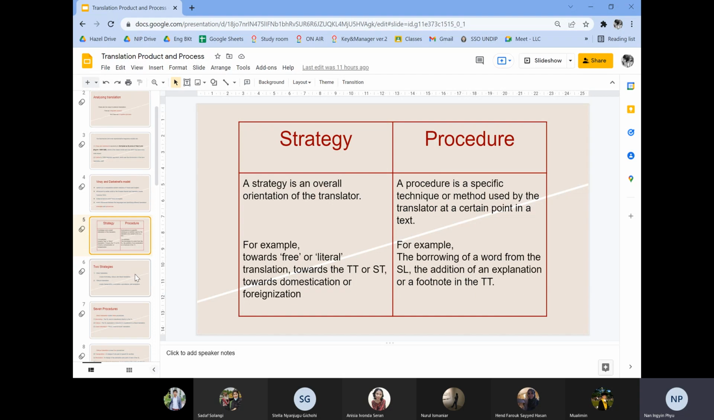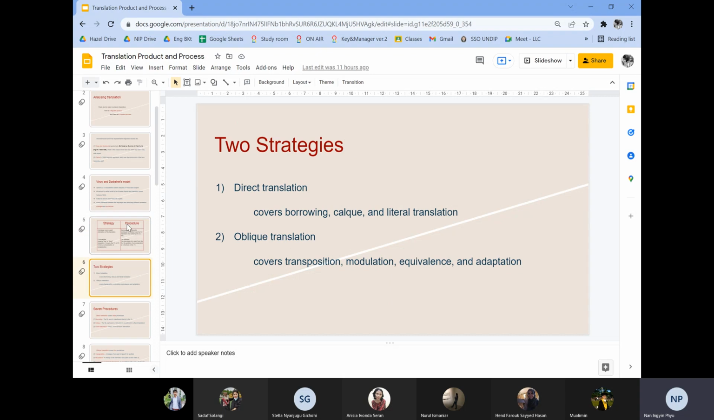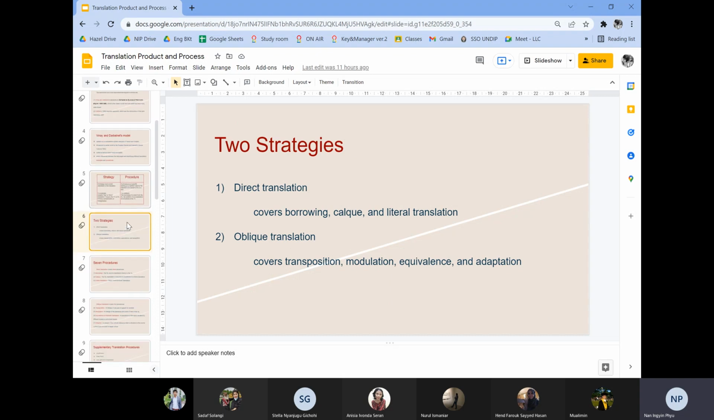When we talk about strategy, there are two different types: direct translation and oblique translation. What is direct translation? Just like the name, it translates everything directly. But for oblique translation, sometimes we need to follow the culture. We need to change a little bit to be able to convey the target meaning. So that is the difference between these two strategies.